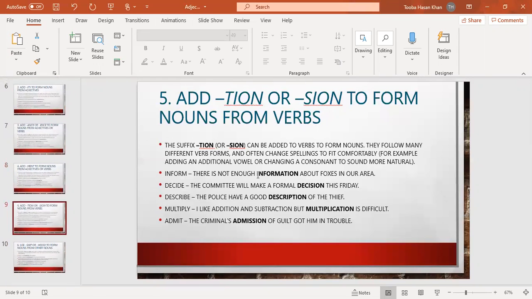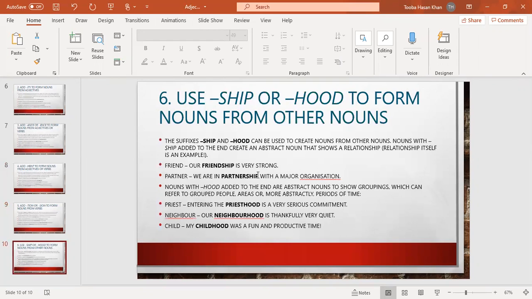The next one is tion or sion. For example, inform becomes information, we add an extra a into it also. Describe becomes description, decide becomes decision, multiply becomes multiplication, admit becomes admission. The last one is ship or hood. For example, friend becomes friendship, partner becomes partnership.